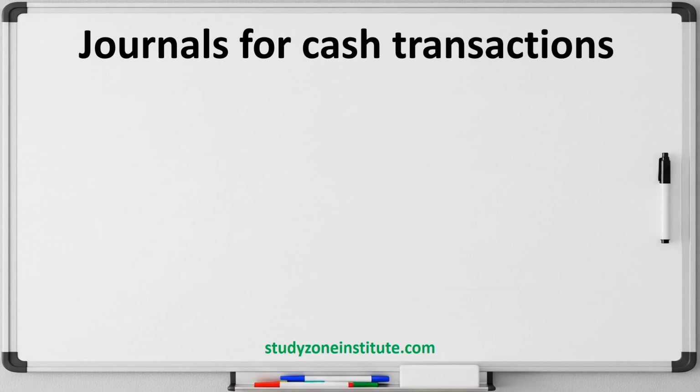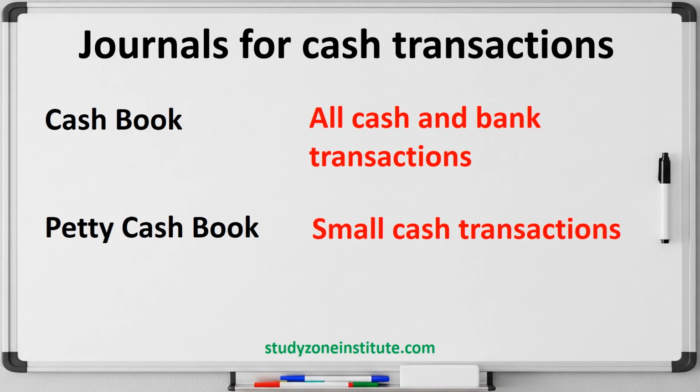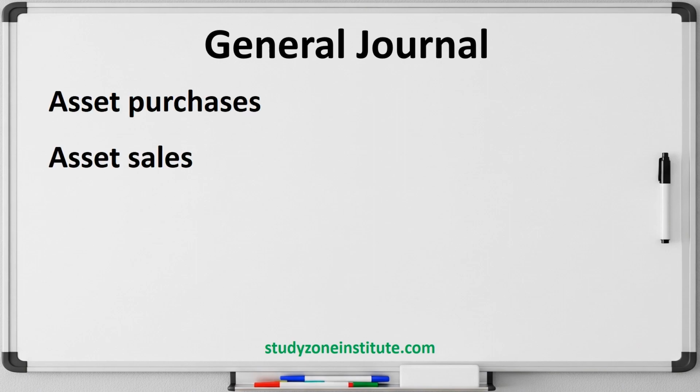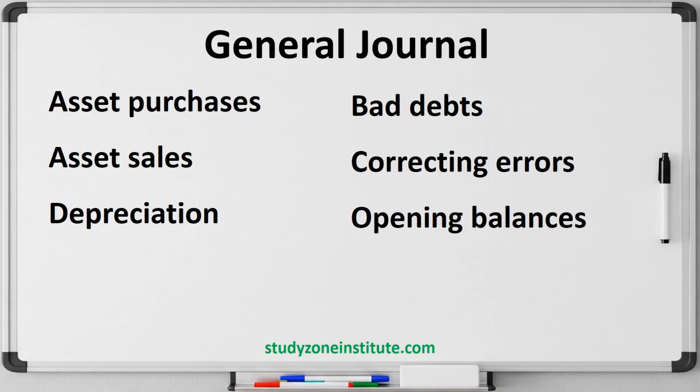Journals for cash transactions. Cash book. All cash and bank transactions. Petty cash book. Small cash transactions. The general journal is used to record everything else that doesn't fit into the other journals, such as asset purchases, asset sales, depreciation, bad debts, correcting errors, opening balances.